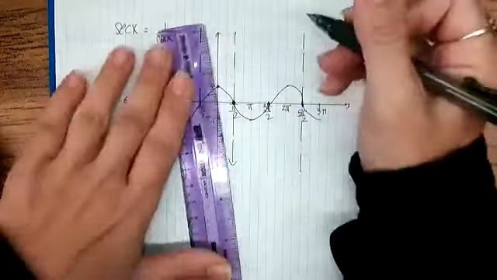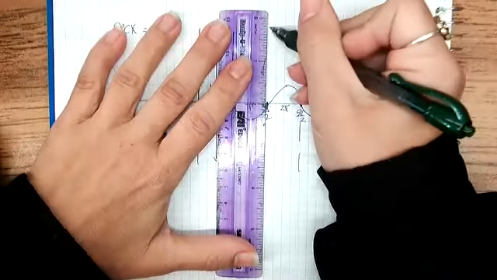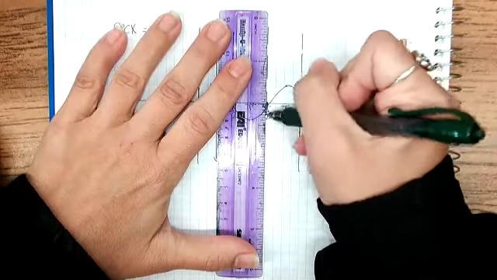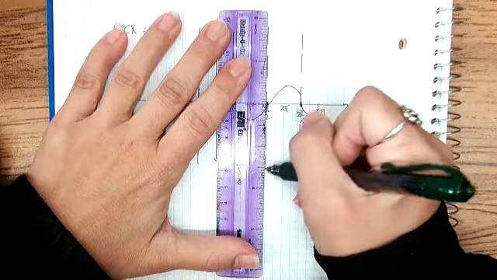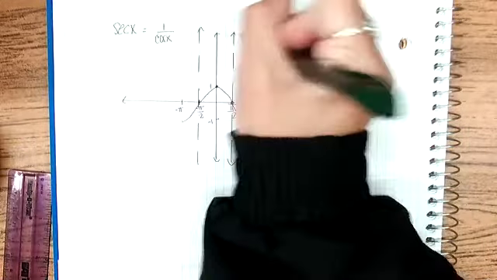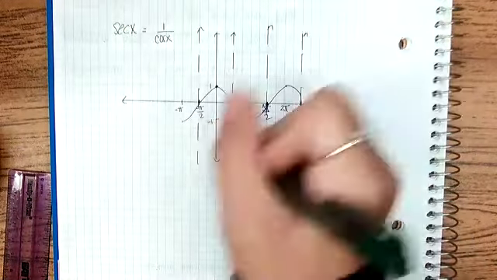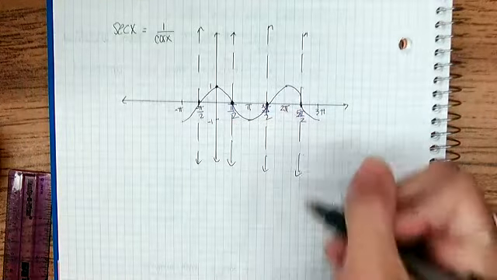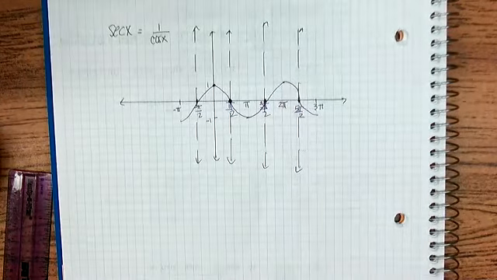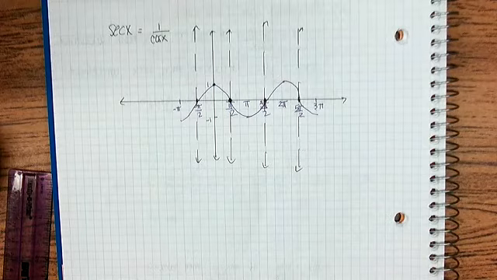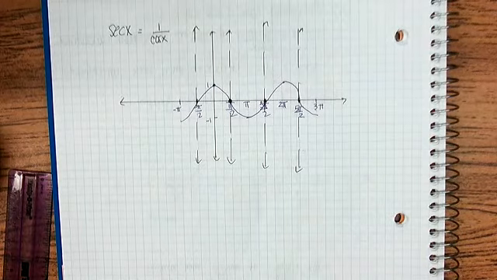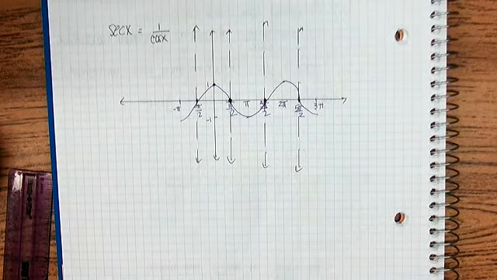Oh, I missed 3 pi over 2. Okay, so cosine and secant are reciprocal functions, not inverses. They are reciprocal functions. I find these much easier to graph.